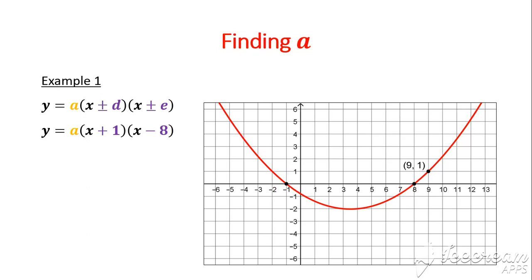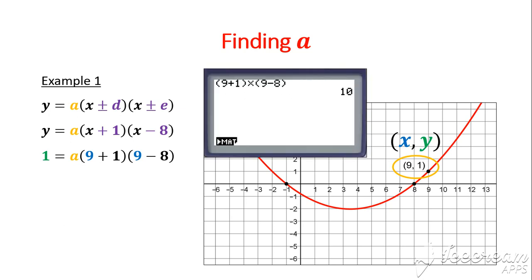Now we're going to use this extra point that we know the graph passes through, 9, 1. You could use any point that you know the graph passes through, except for the roots. You can't use the roots, you have to use another point. So remember, when I give 9, 1, the 9 is the x and the 1 is the y value. So we're going to go back to our equation. Every time we see an x, we're going to put the number 9, and every time we see a y, we're going to put the number 1.